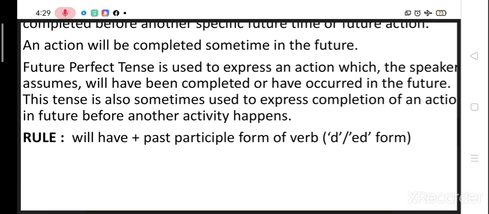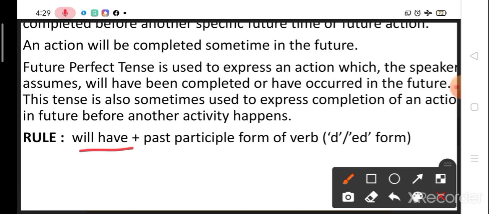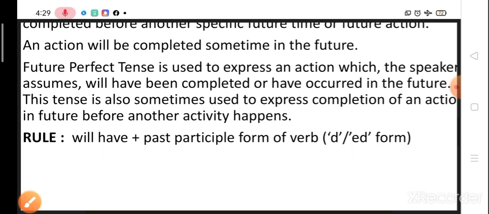Again, children, the rule is simple. Will have plus past participle form of the verb, that is the ed form. Will have done, will have said, will have written. Okay, let us see the examples.